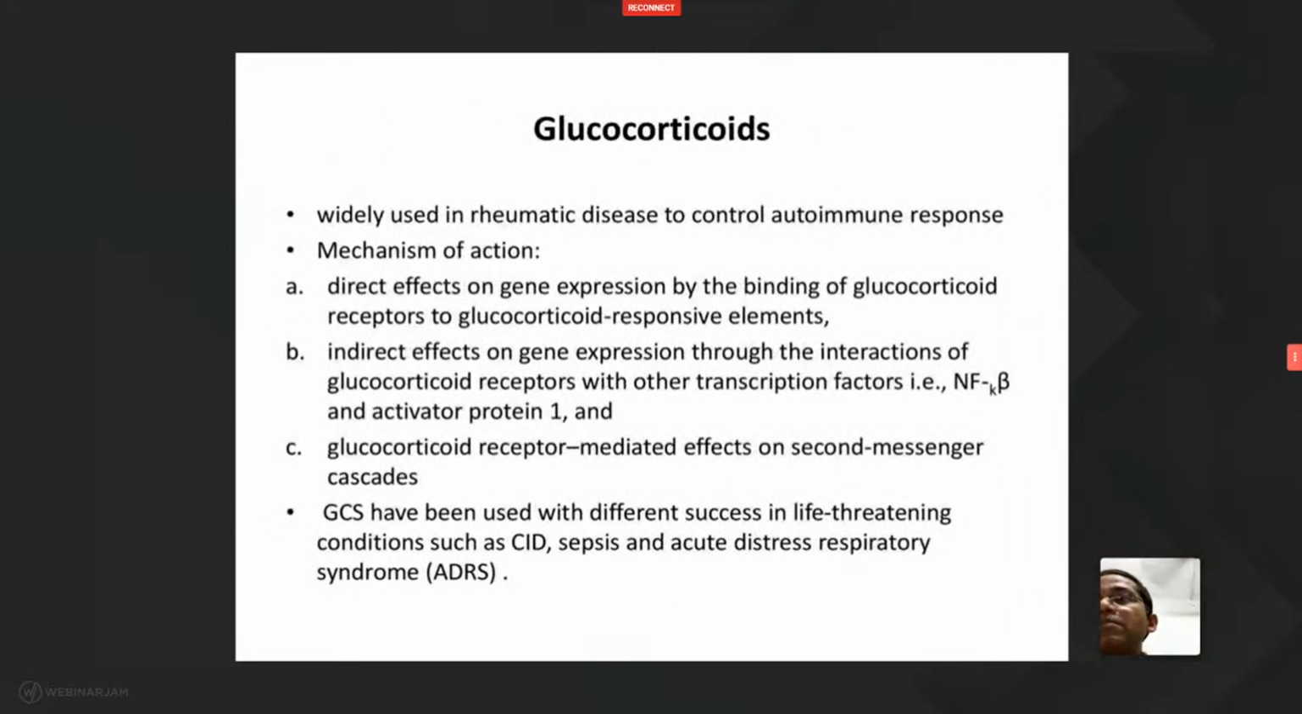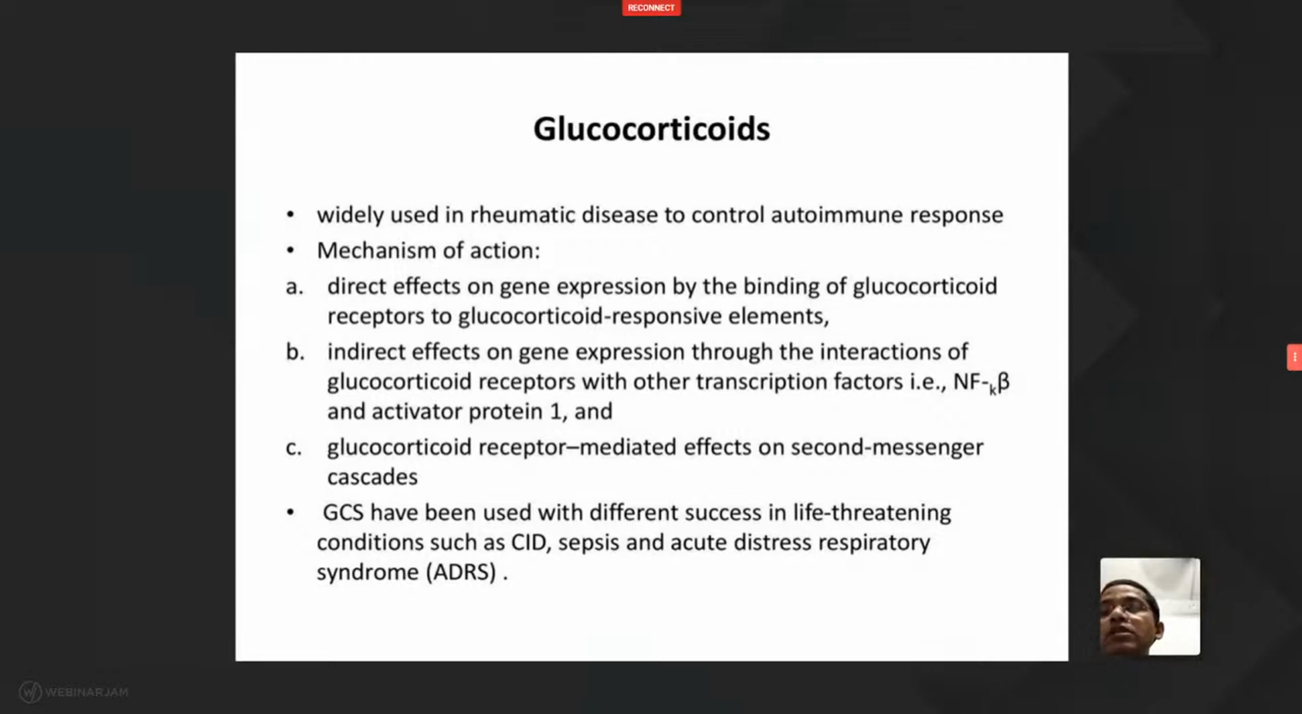Now come to the first drug, glucocorticoid, with which we are quite familiar. It is widely used predominantly in rheumatic diseases to control the autoimmune response. There are three mechanisms of action of glucocorticoid. The direct effect, binding of the glucocorticoid receptor to the glucocorticoid responsive element. The indirect effect, inhibition of transcription factors NF-kappa B and activator protein 1. And the glucocorticoid receptor mediated effect, the second messenger pathway.